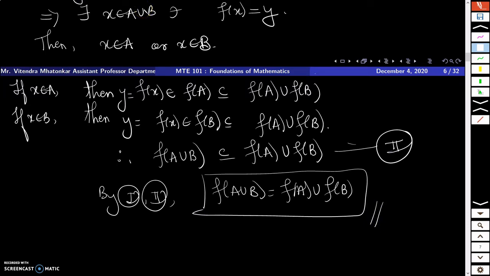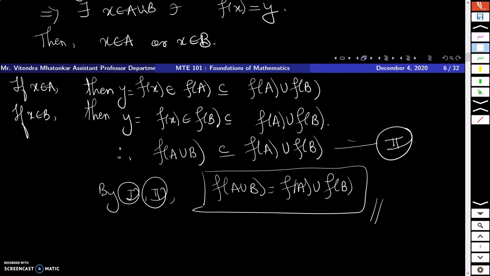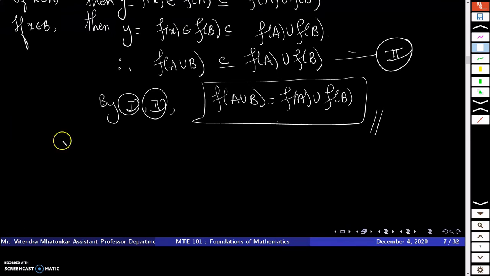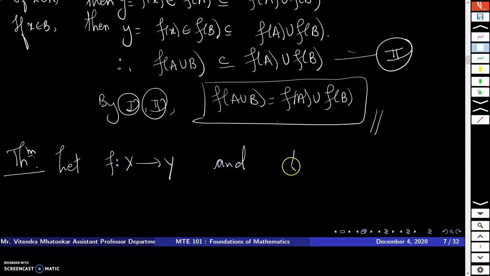Now the next question that comes up is, will intersection of image of two sets be same as intersection of their images? And that is what we will see now. Okay, so supposing f is a map from X to Y, and let's say A and B are two subsets of X.